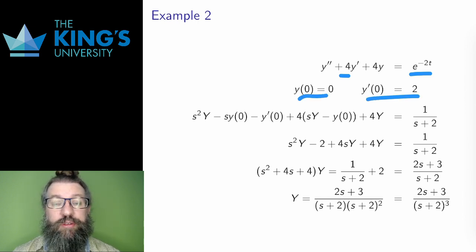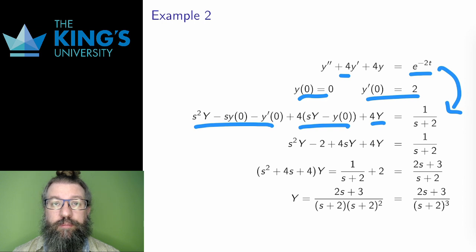I apply the Laplace transform to all the pieces. On the right, e to the negative 2t, I look up on the tables, that transforms to 1 over s plus 2. Y just transforms to capital Y, so 4y goes to 4 uppercase Y, and then the two derivatives transform as these two expressions involving the initial conditions. Well, then I put the initial conditions in, I get this expression. Everything here is a capital Y except for the 2, so the 2 I bring over to the other side, and I factor the capital Y out.